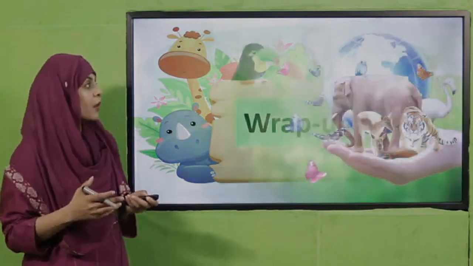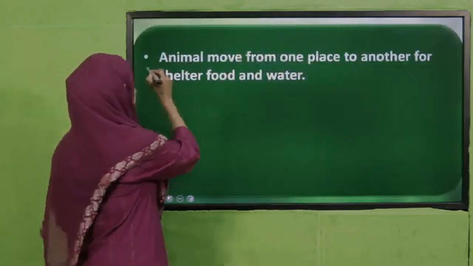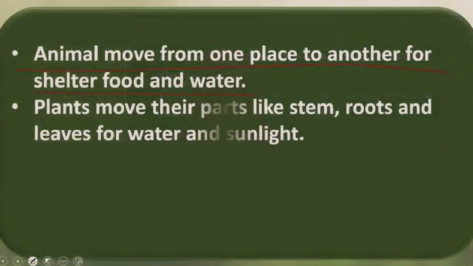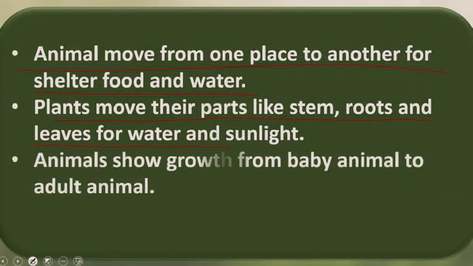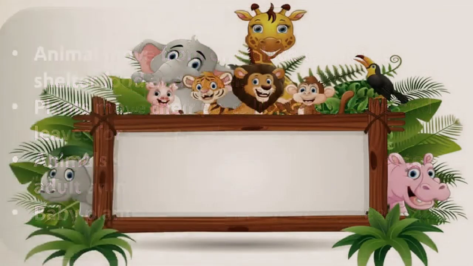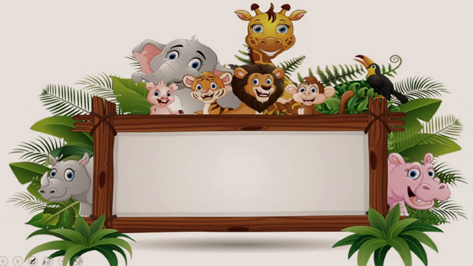So my dear students, today we have learned that animals move from one place to another for shelter, food and water. Plants move their parts like stem, roots, leaves for water and sunlight. Animals show growth from baby animals to adult animals, and baby plants grow into adult plants or trees. So my dear students, today we have studied about two major characteristics of plants and animals, movement and growth, and you see that how they express their movement and growth in different ways.